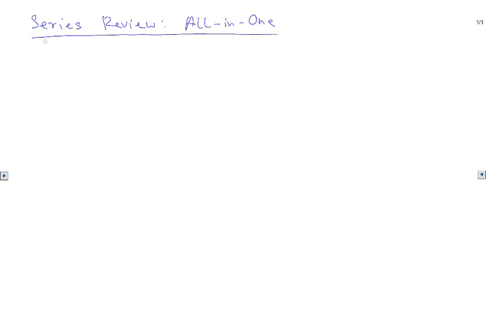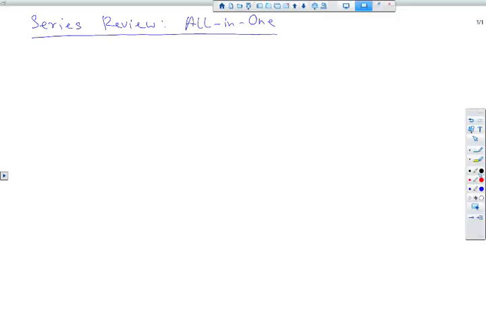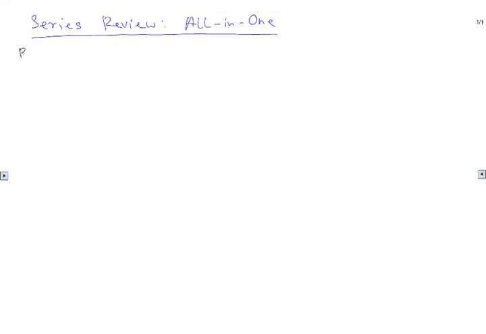So let's recall a few things. There are a few major things that we need to know. The first one is the dominating terms. Dominating terms decide the convergence and divergence. That's very important. Dominating terms decide the convergence and the divergence. So that's one of the very important things.